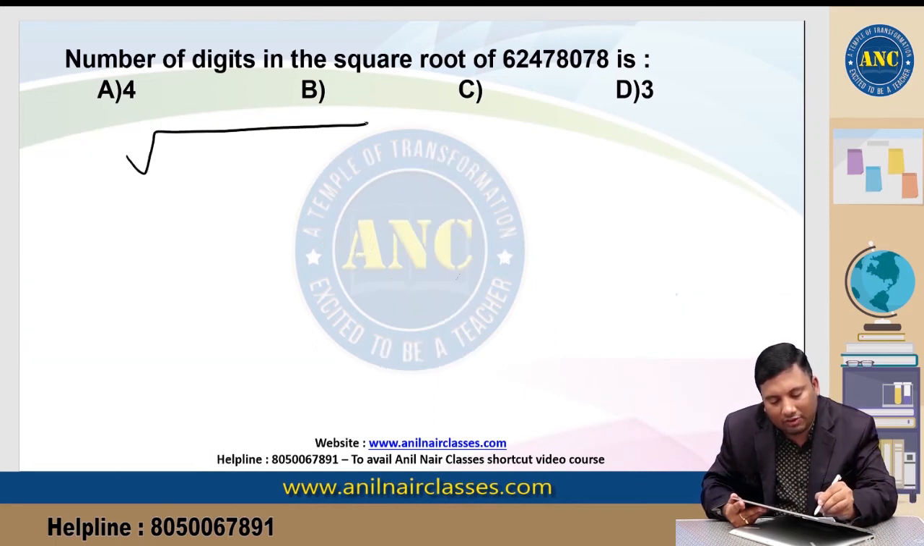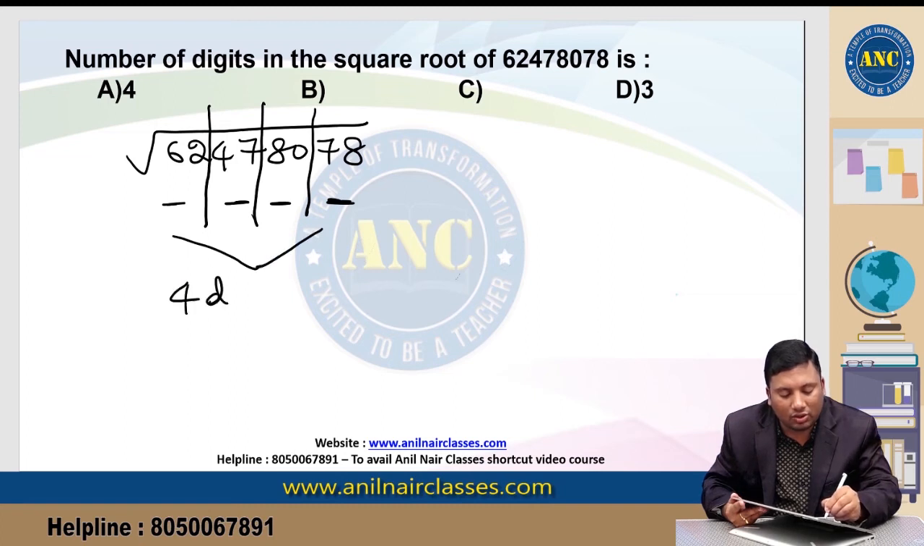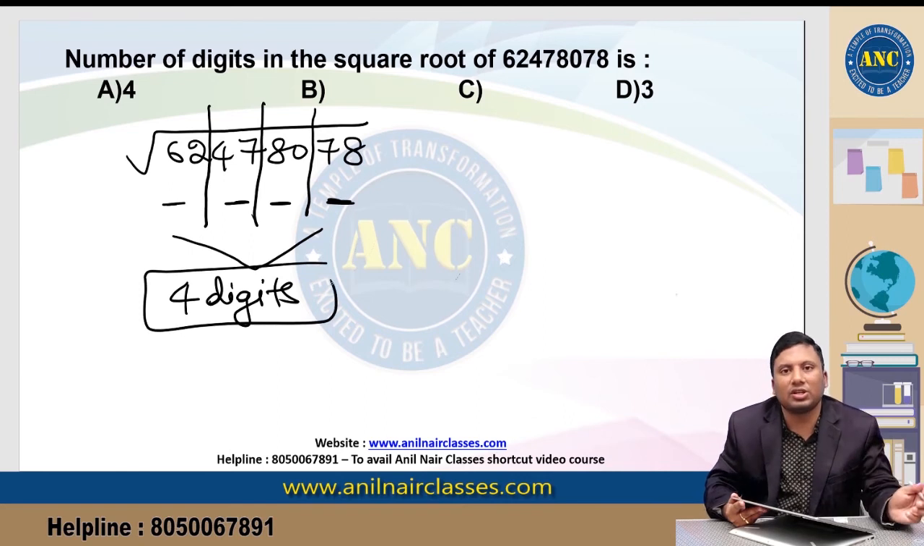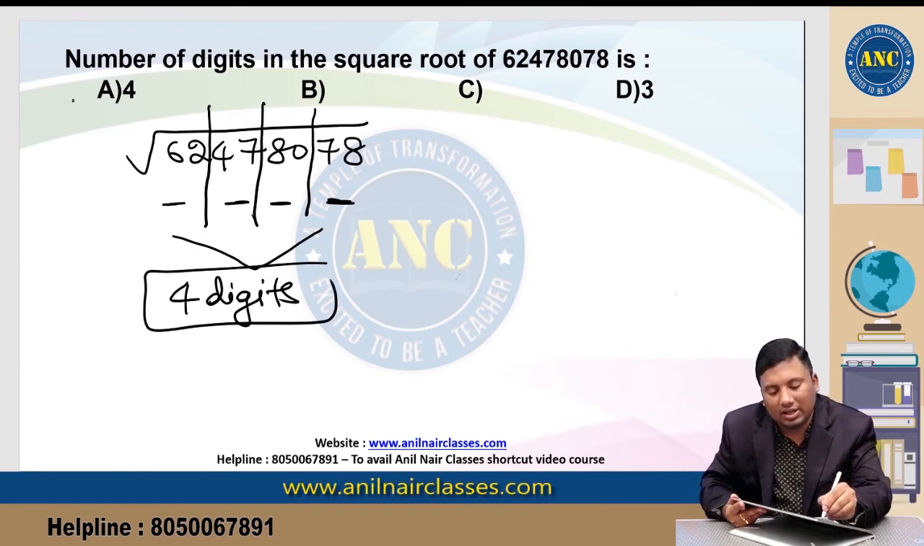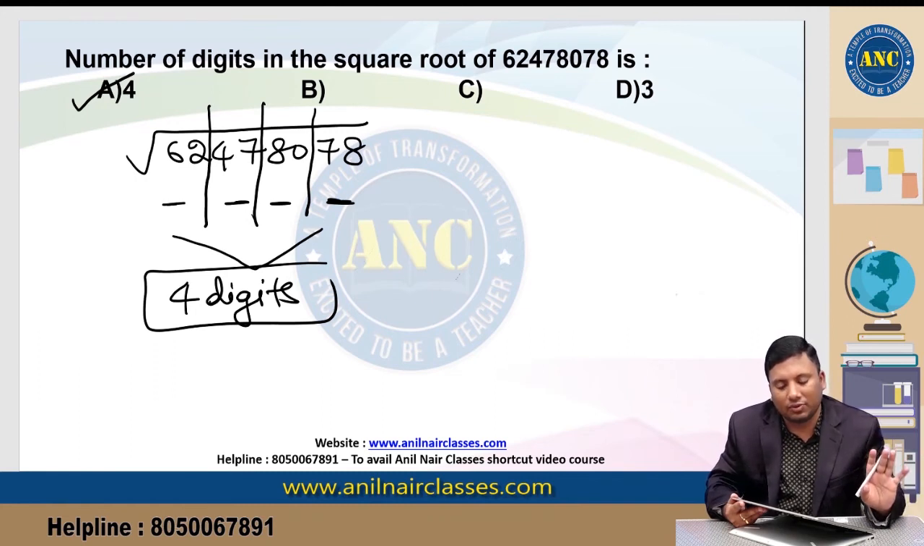Square root of 62478078. Keep a slash after every 2 digits. The answer contains totally how many digits? The answer contains totally 4 digits. Idea is clear? So the answer for this question is 4. How to find the number of digits in the square root? I hope it is clear.